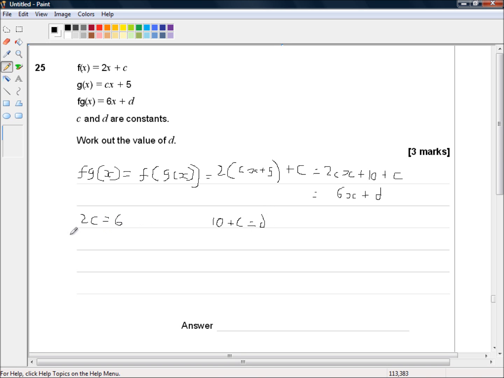Well, we can easily solve for c here. c is equal to 6 over 2, which is 3. So 10 plus 3 is equal to d. So d is equal to 13.